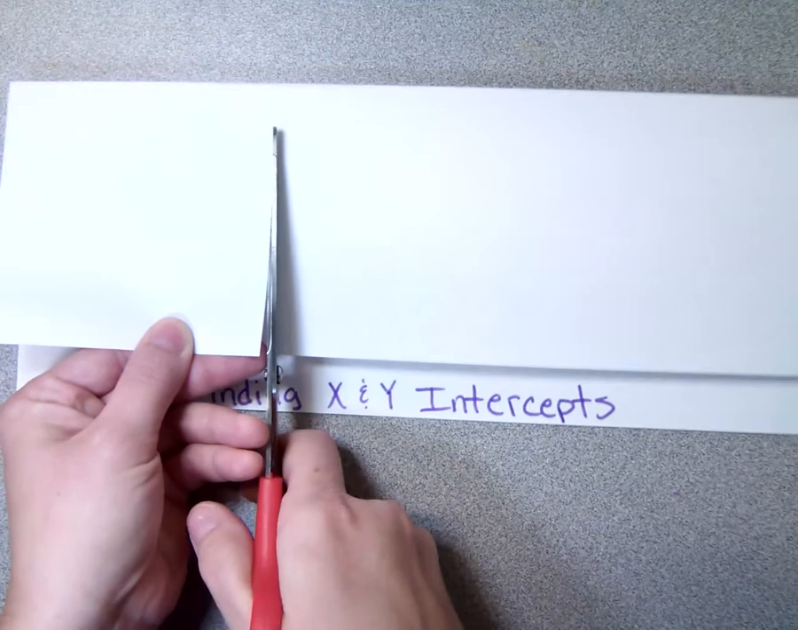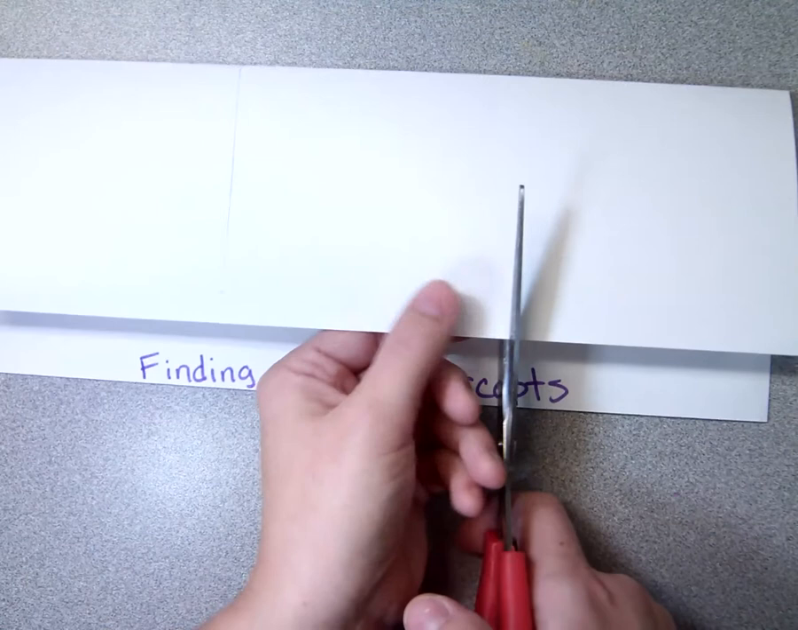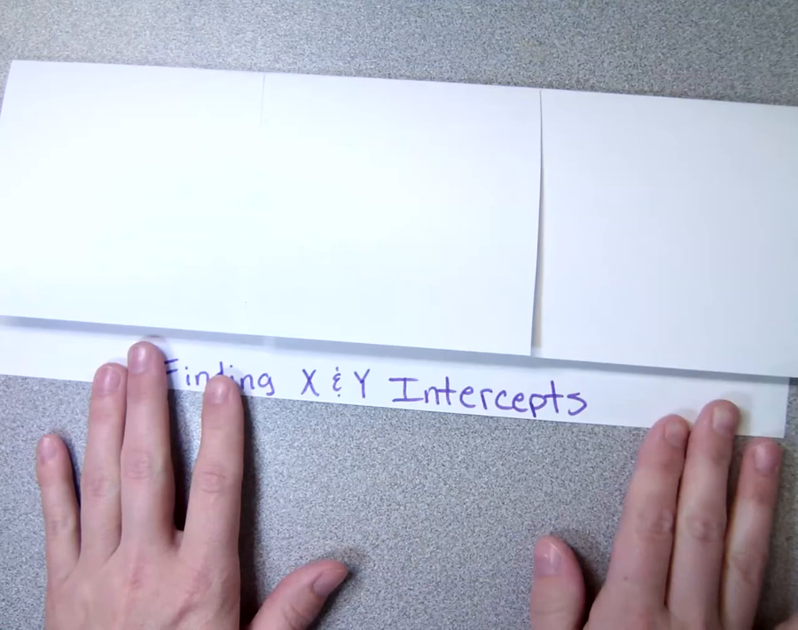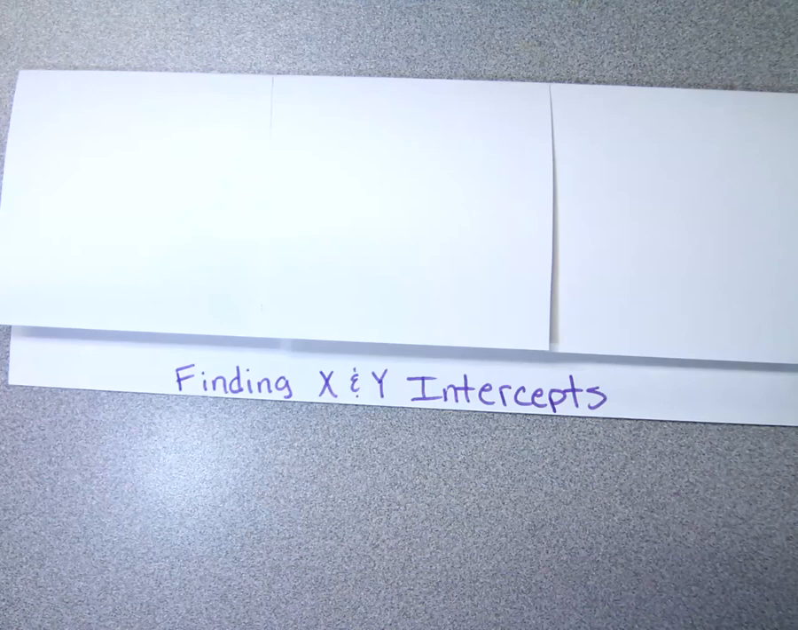And I'm going to cut two cuts, trying to put it into thirds. And of course, it's not perfect. And if you want to make yours perfect, by all means, do that. Okay, so now I have these three little flaps.